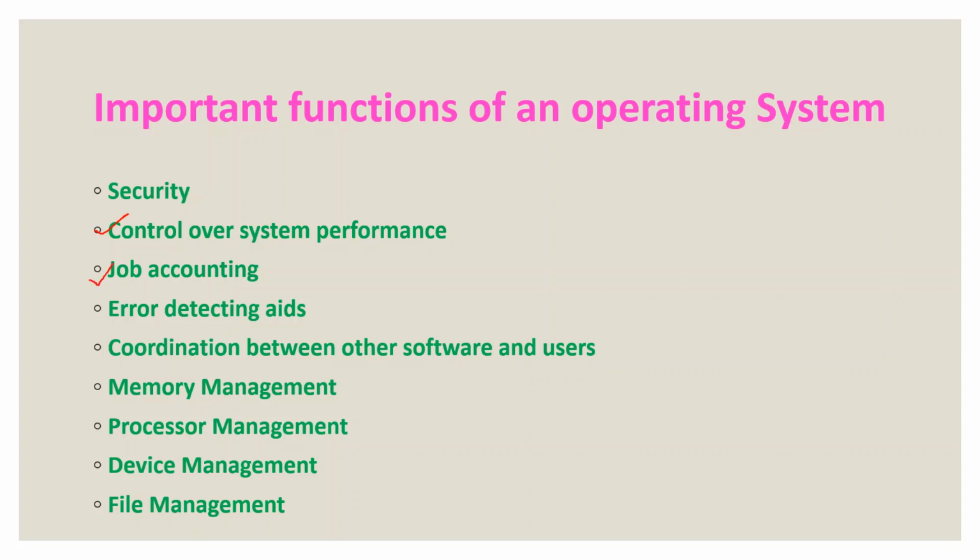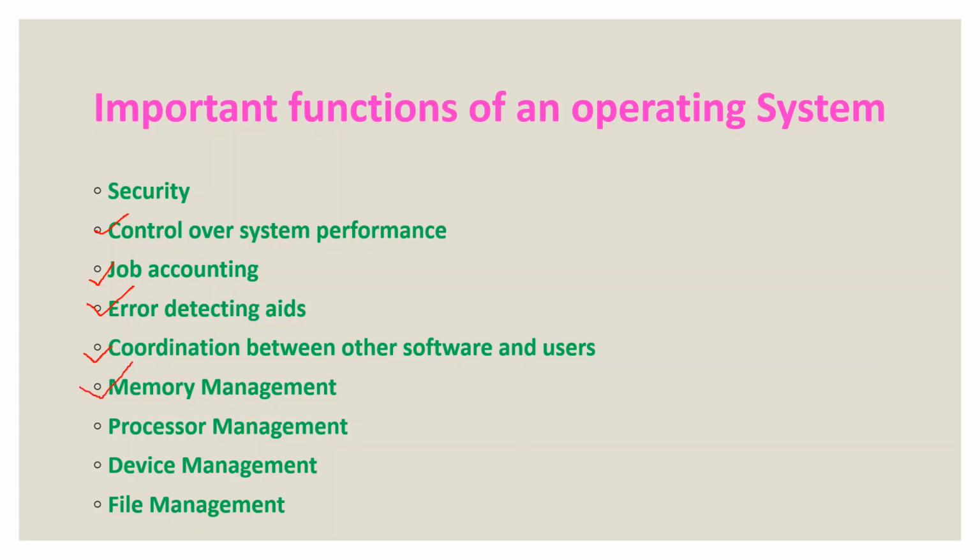Next is job accounting. Here, the operating system keeps track of time and resources used by various tasks and users. This information can be used to track resource usage for a particular user or a group of users. Next is error detecting aids. The operating system constantly monitors the system to detect errors and avoid the malfunctioning of the computer system. Next is coordination between software and users. The operating system coordinates and assigns interpreters, compilers, assemblers, and other software to the various users of the computer system.